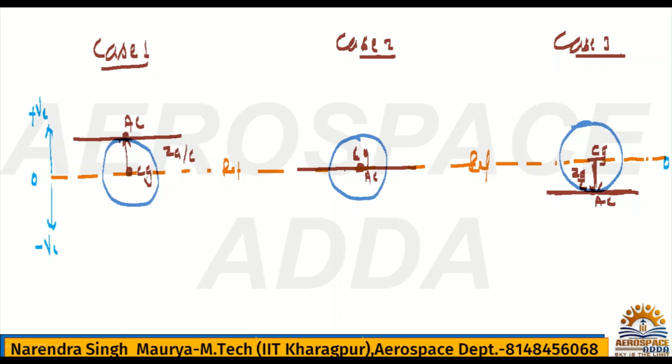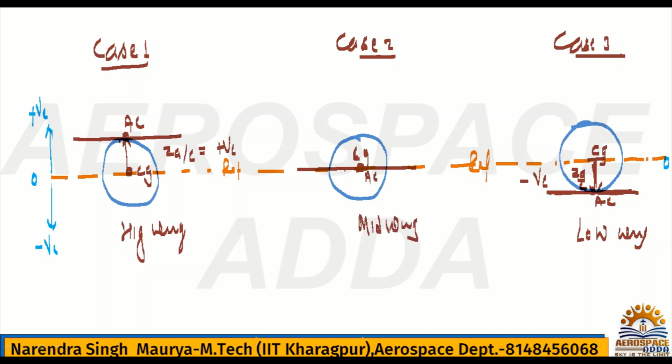Aerodynamic center is here. If you check the location, the distance between CG and AC is ZA by C. So this will be positive because it is going in the upward direction, and this will be negative because it is going in the downward direction, ZA by C. So this is low wing, this is high wing, and this is mid wing.